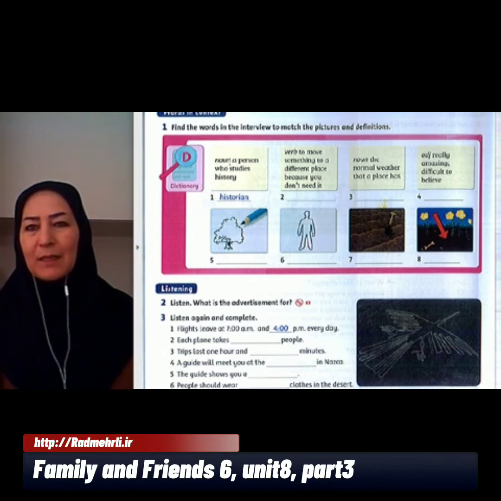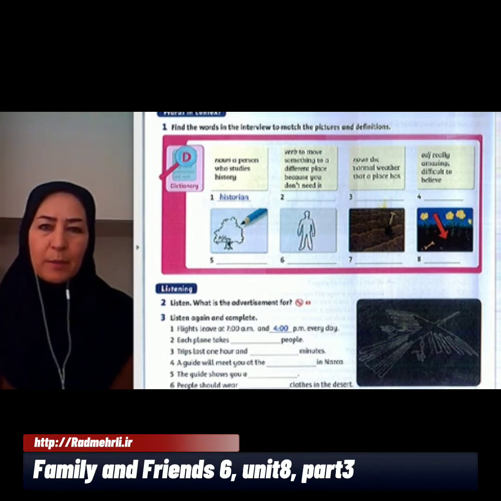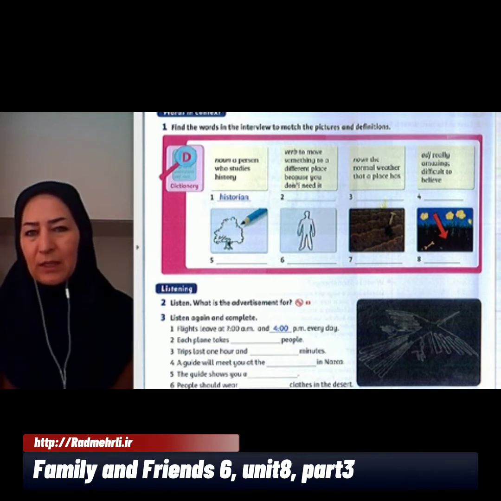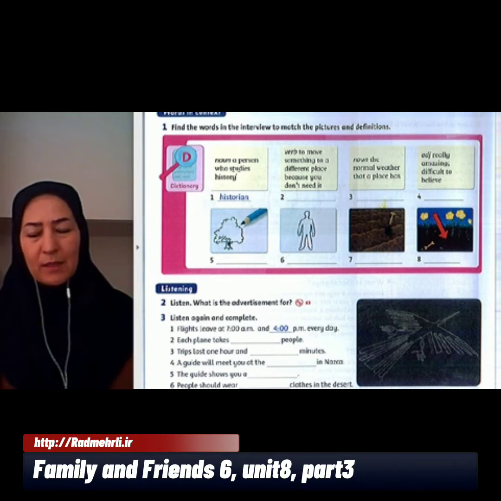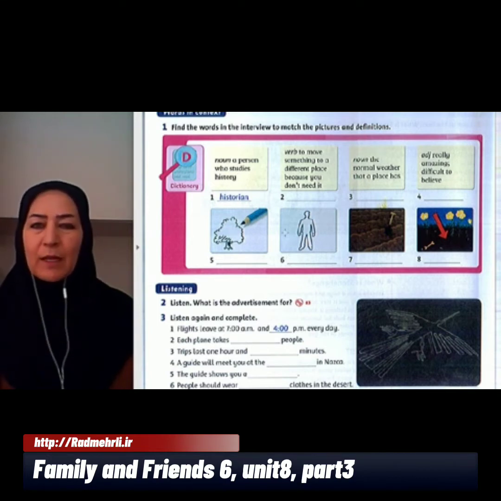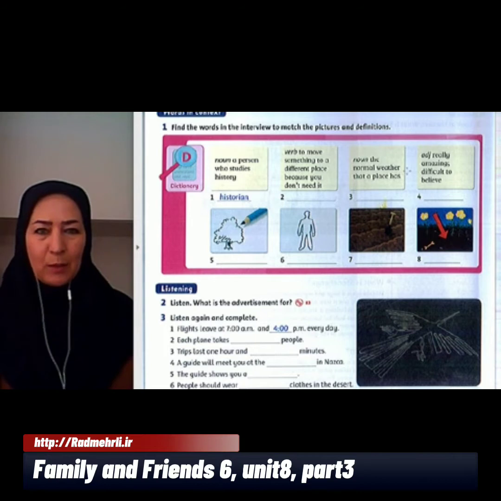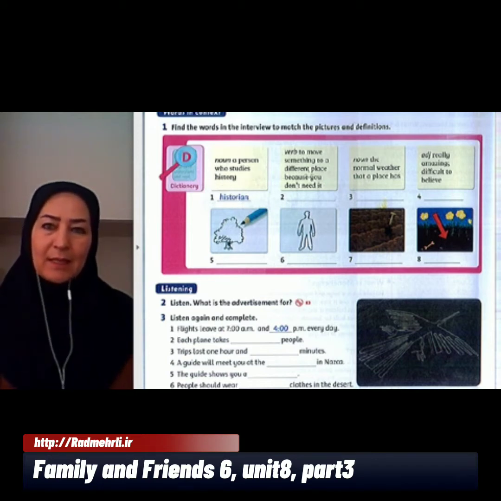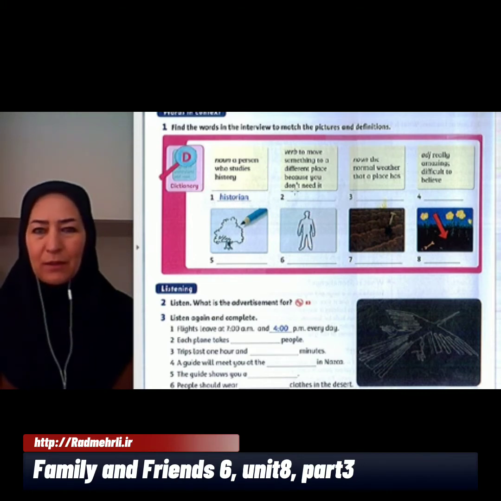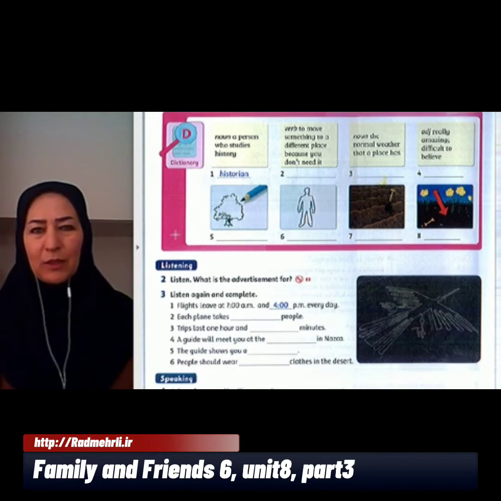For example, this is a noun, this is a verb, and this is a noun, and this is an adjective. So pay attention to the words and phrases and the meaning, definition, and find out the words related to these parts. So, for example, a person who studies history is called a historian. And then you're going to just write down the definitions here and then look at the pictures and find out the words according to the pictures from the reading here.